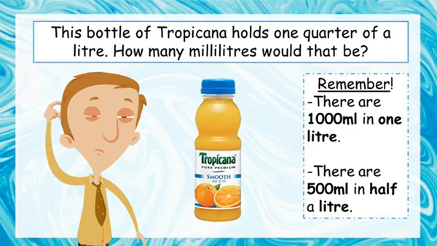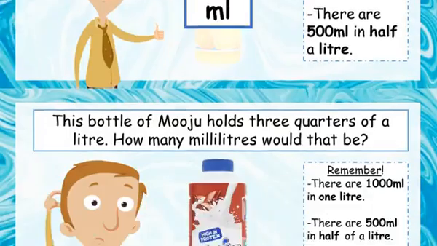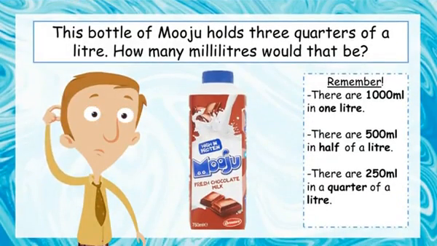Well, 1/4 of a litre is 250 millilitres, half of a half. The final container we'll look at is this bottle of Muju. Now, I am a big fan of Muju. I think it's absolutely delicious. There's nothing I like more than a cold glass of Muju.